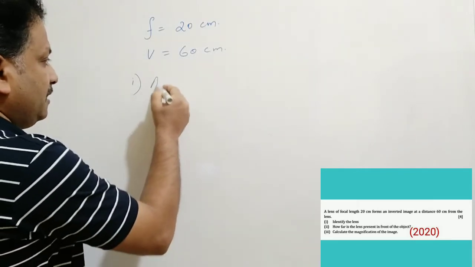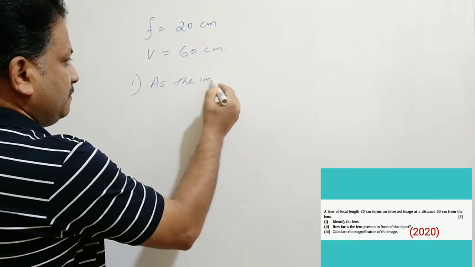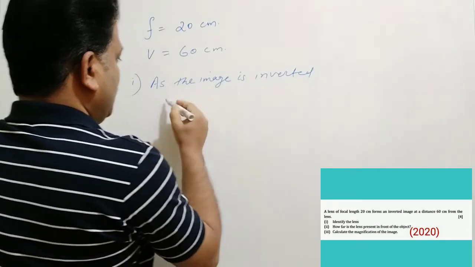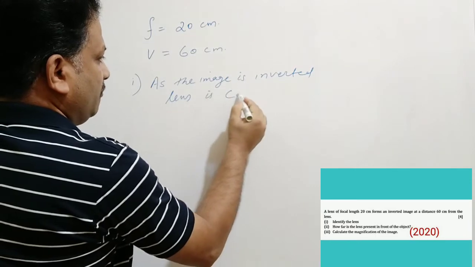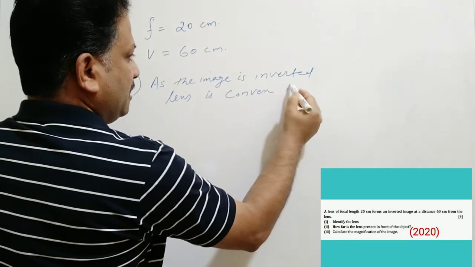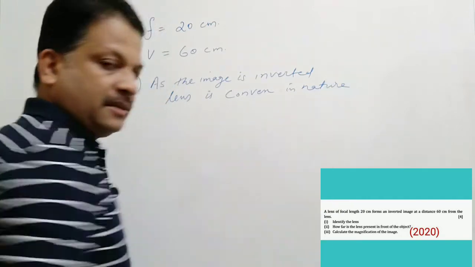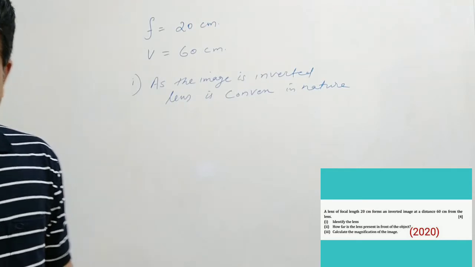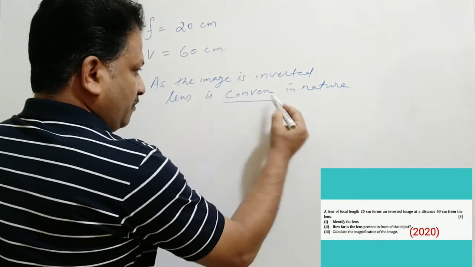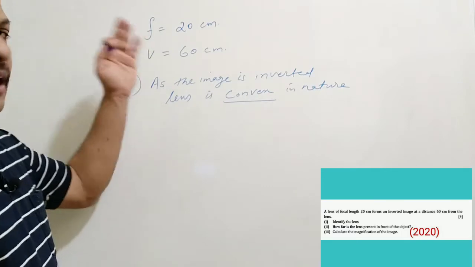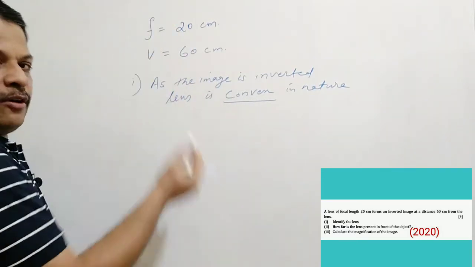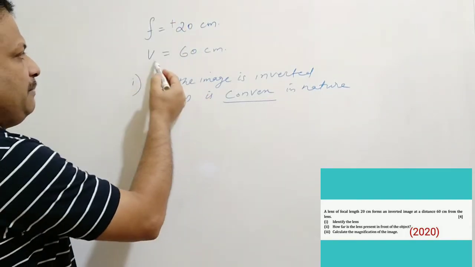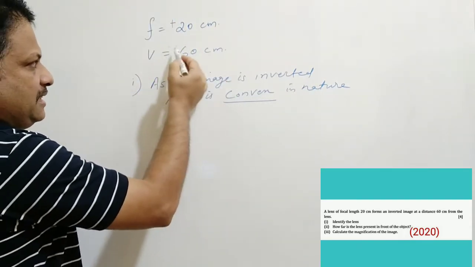So I can write, the image is inverted, the given lens is convex in nature. Clear? So inverted image. A convex lens can only form an inverted image. Please remember it. Okay. Once you understood the lens is a convex lens since the image is inverted, now you can apply the sign convention here. The focal length of a convex lens is always positive. So plus 20 centimeter. And image distance is 60 centimeter.